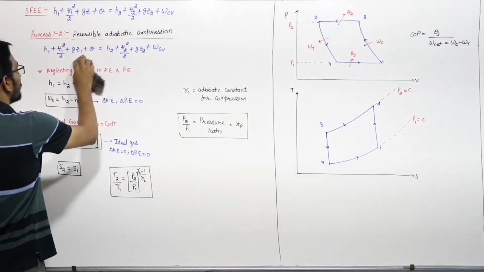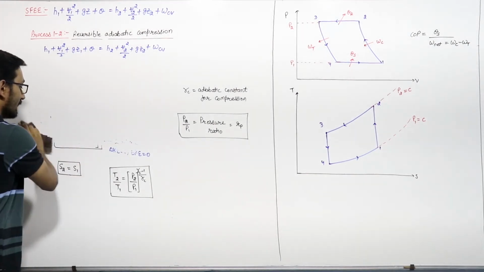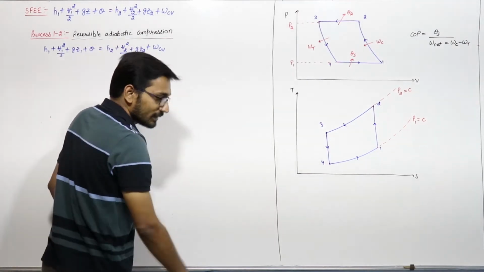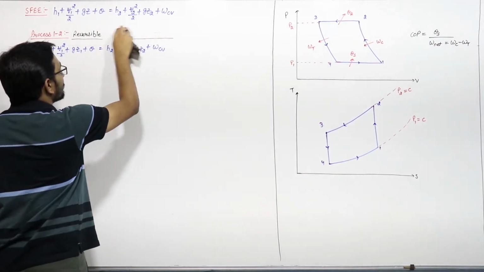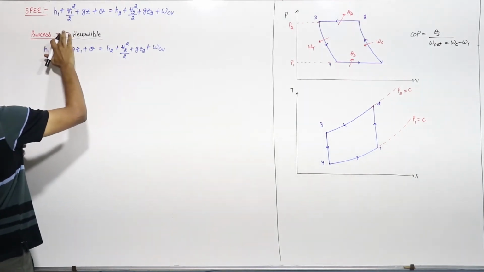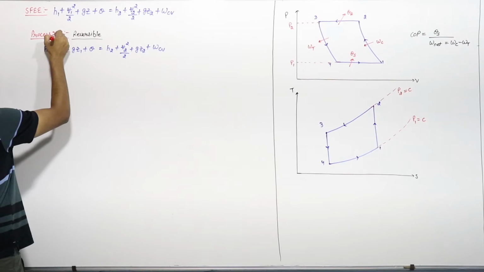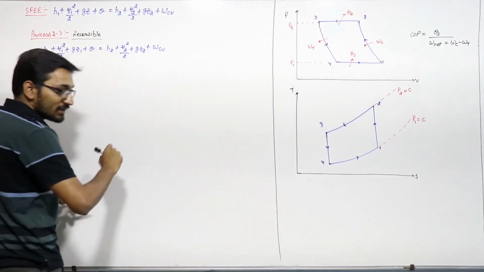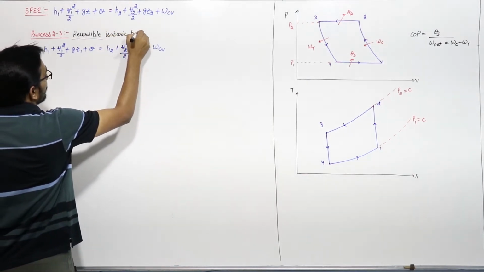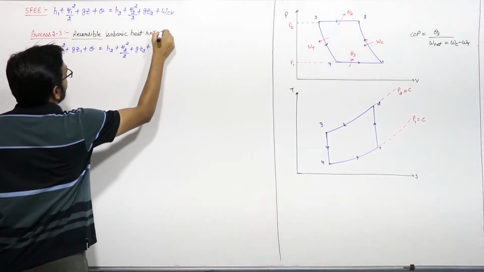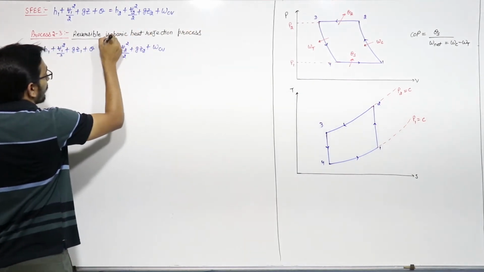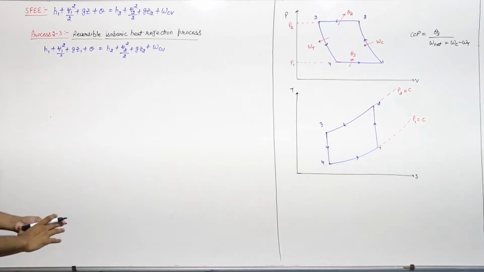Now let us move to the process 2 to 3. I hope you write all this right. Process 2 to 3 is, if we write here, process 2 to 3 is reversible isobaric heat rejection process. This is the process 2 to 3.